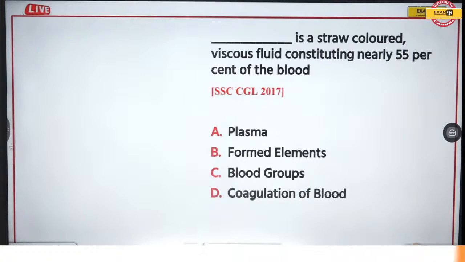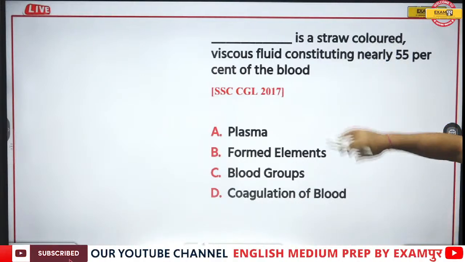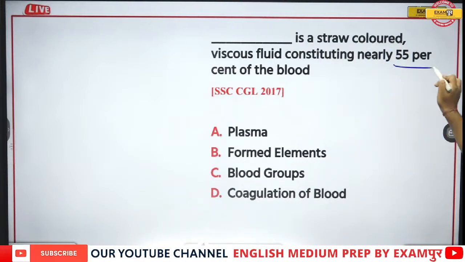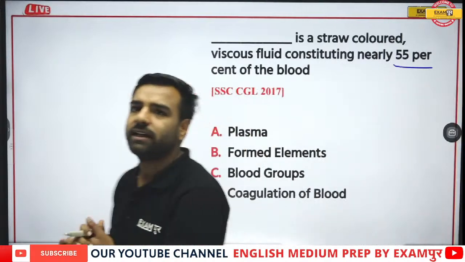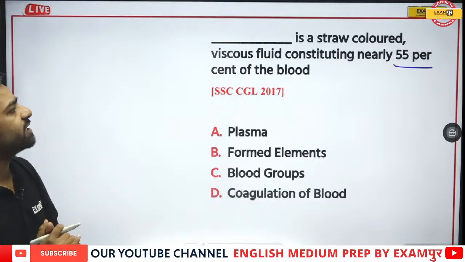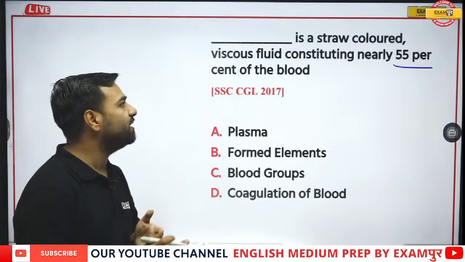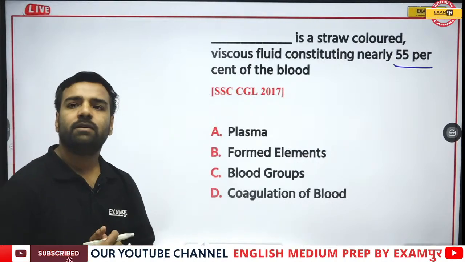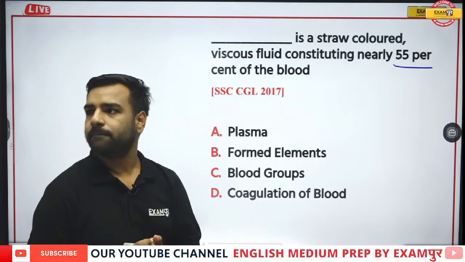So there's a question for you all. Dash is a straw-colored viscous fluid consisting nearly 55% of the blood. What would be the correct answer?